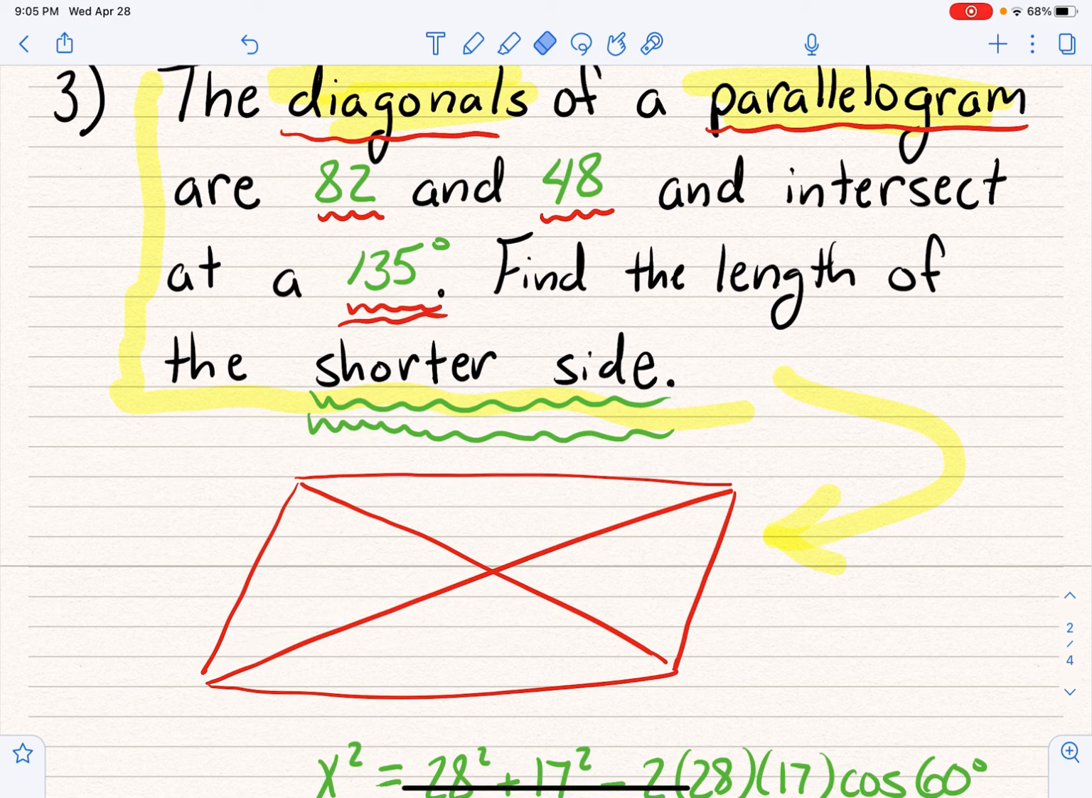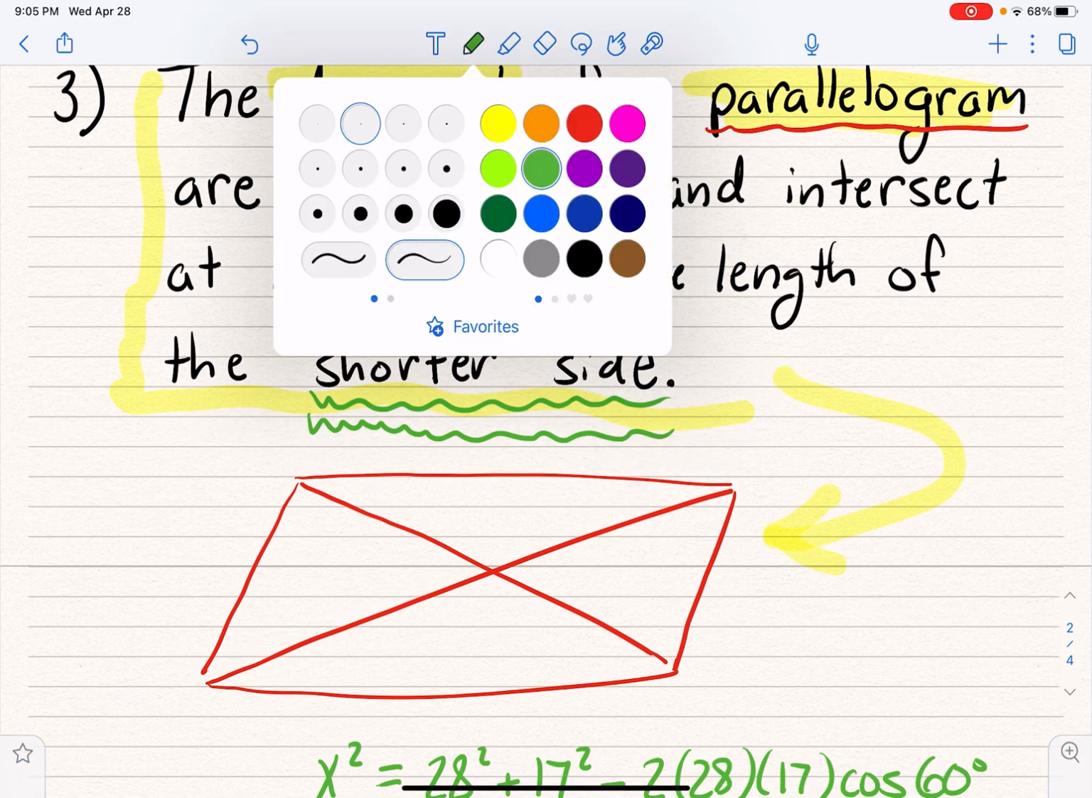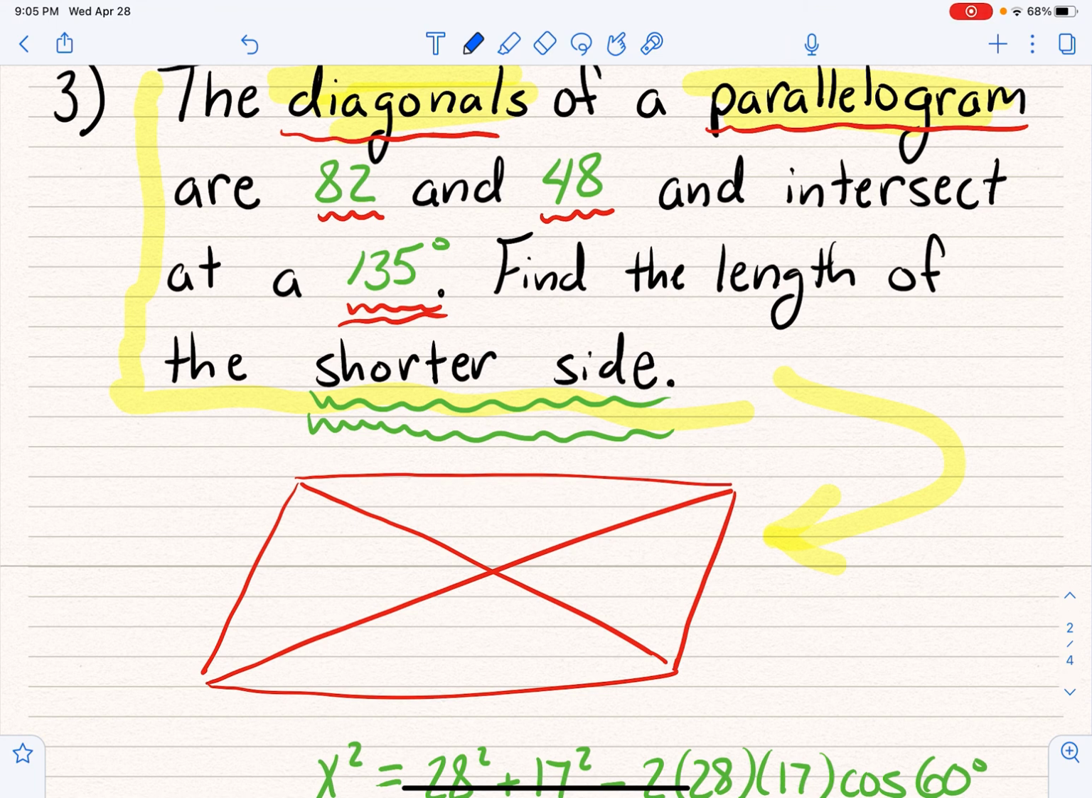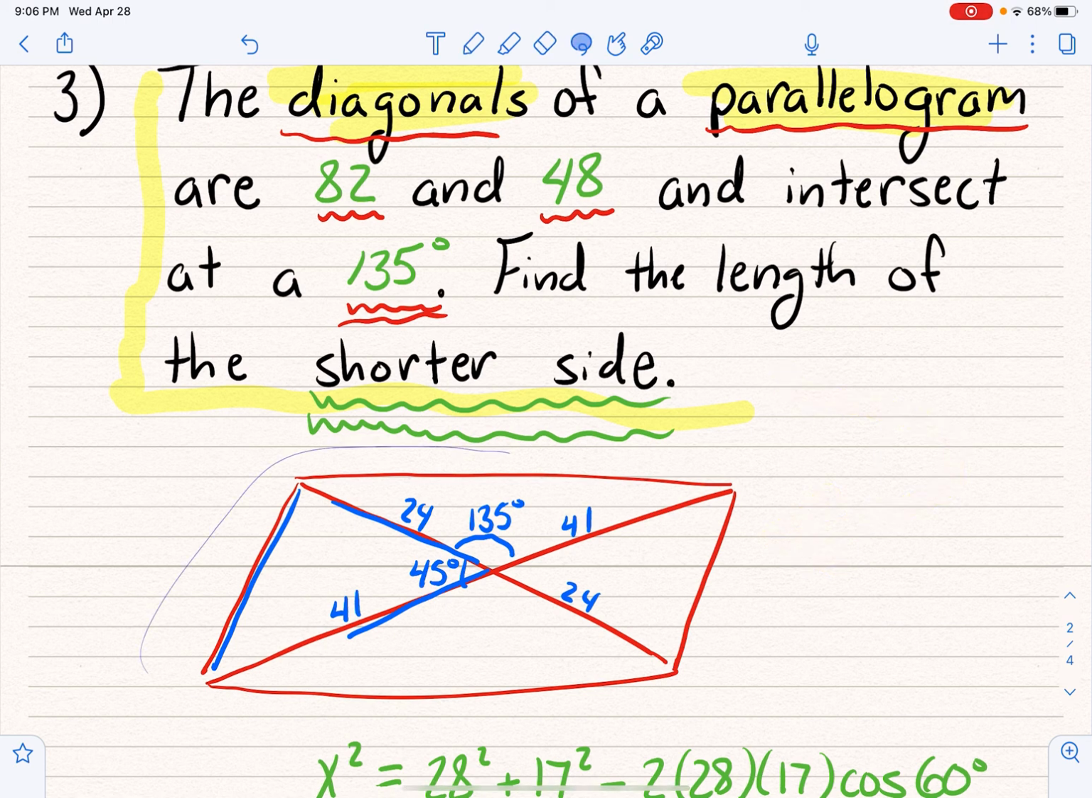Okay. So in my situation, if my longer diagonal is 82, that means there'd be 41 of it over here and 41 of it over here. My shorter diagonal is 48. That means 24 of it would be over here and 24 of it would be over here. My bigger obtuse angle is 135, so supplementary to that would be 45 degrees. I'm looking for the shorter side, which is right here, and I've got this perfect side-angle-side situation. So figuring this out should be relatively simple. I'm going to erase all that, and for good measure, scoot this over.